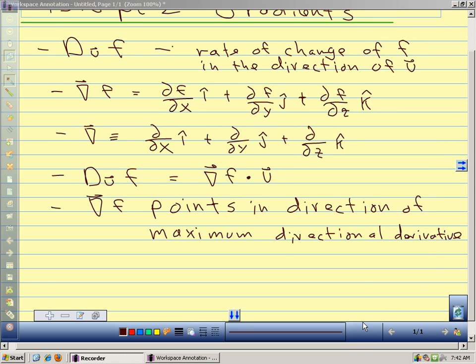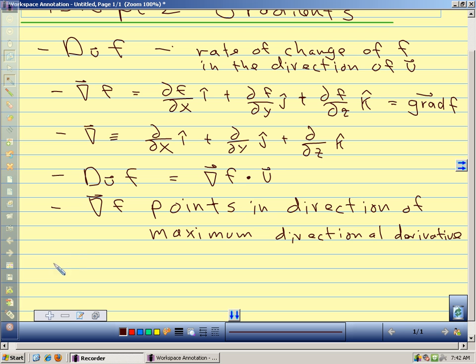So these are some of the important ideas about the directional derivative and about the gradient. And I mentioned that sometimes you'll see del f written as the gradient of f, just so you recognize both forms.